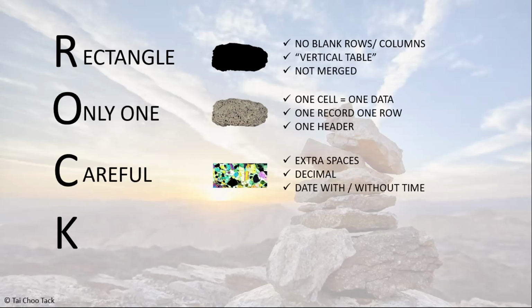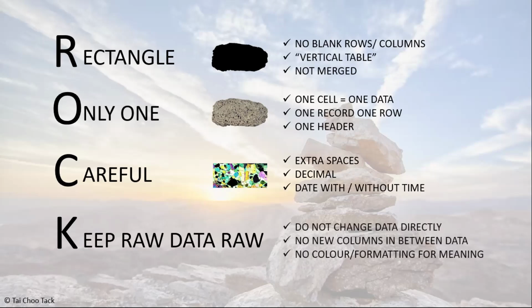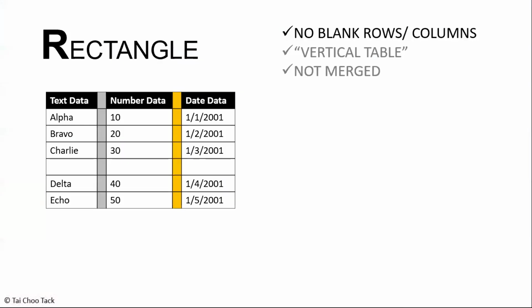K governs the whole thing to make sure our data is reusable. It stands for keep raw data raw. There are three things we do not want to do to our data: we do not want to change the data directly, we do not want to add new columns in between our data, and of course, no color coding our data.